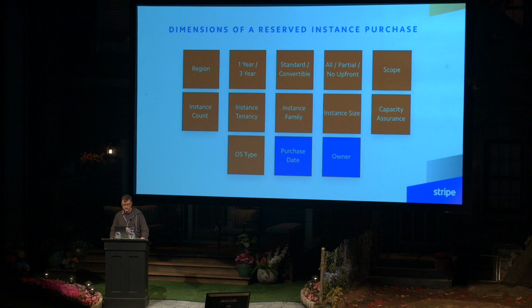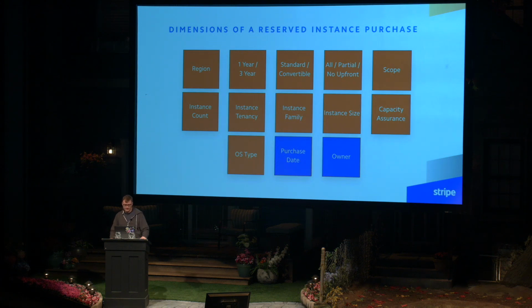These are the dimensions of a reserved instance purchase. There's a lot of them, by my count 13. That's a lot of decisions to make every time we want to buy something. Normally AWS makes it really easy to buy stuff from them. Why is this so hard? And the answer is because it makes them less money.